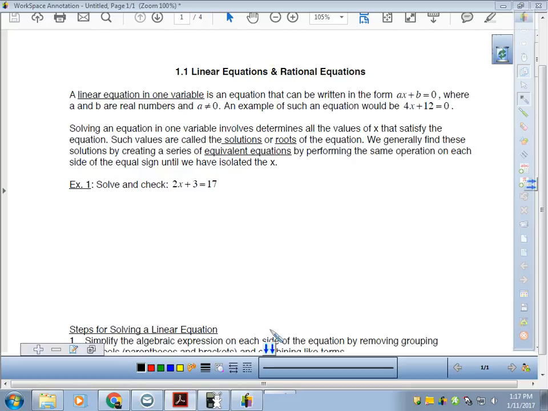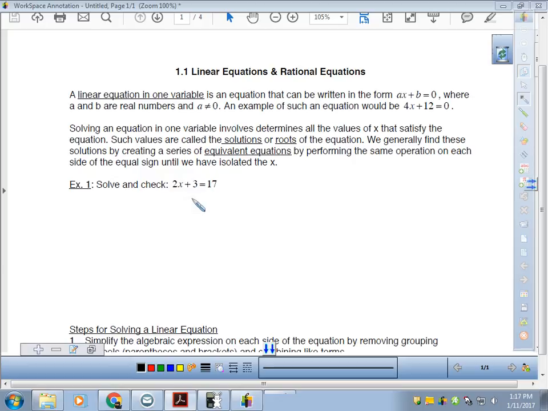Now, solving an equation in one variable just means you need to find the values of x that make that equation true. These values are called the solutions or the roots of the equation. And we generally find these by creating a set of equivalent equations by performing the same operation on each side of the equation until we have isolated x. So let's look at our first example.